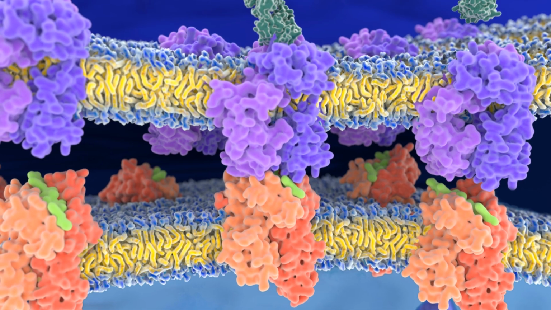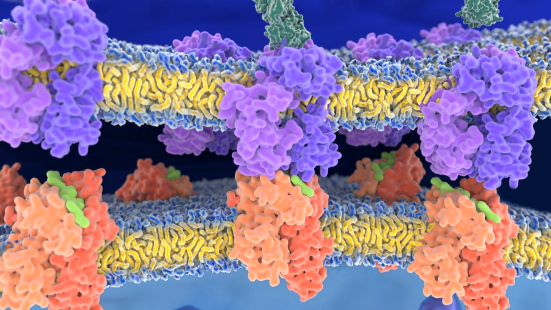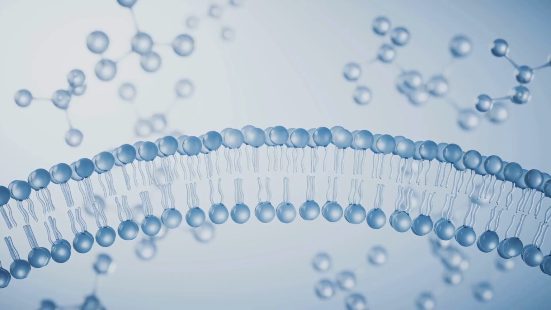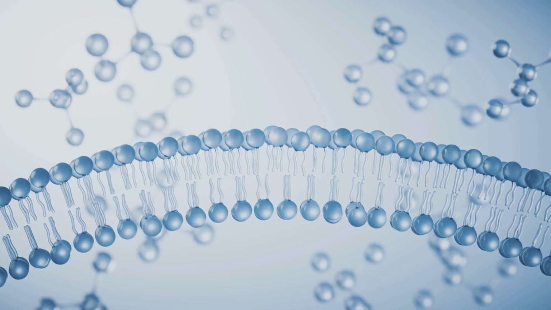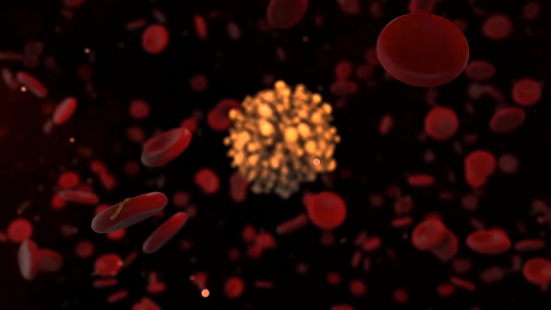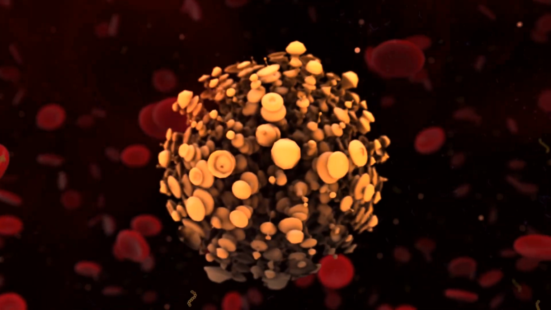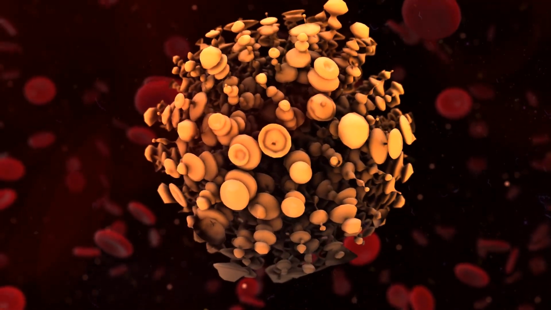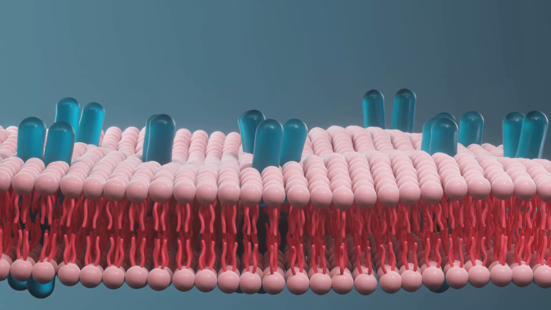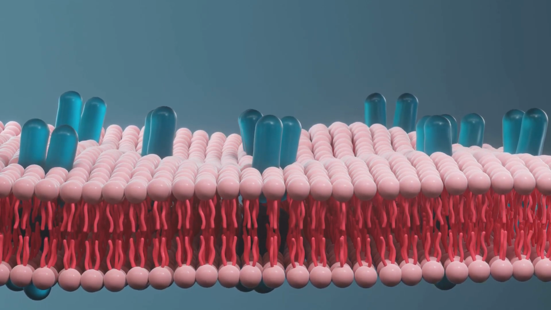The hydrophilic, or water-loving, heads face outward toward the watery environments inside and outside the cell. Meanwhile, the hydrophobic, or water-fearing tails point inward, away from water. This unique arrangement makes the membrane selectively permeable, meaning it only lets certain substances pass through while keeping others out. The membrane also contains proteins, cholesterol, and carbohydrates, which help with structure, communication, and transport.